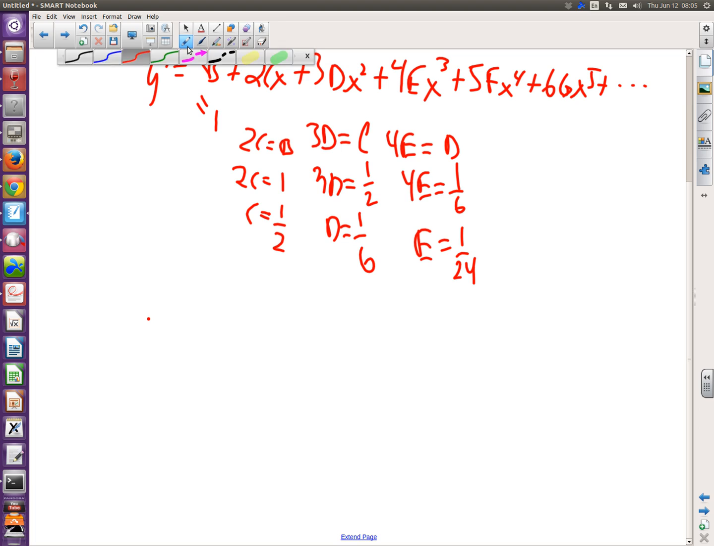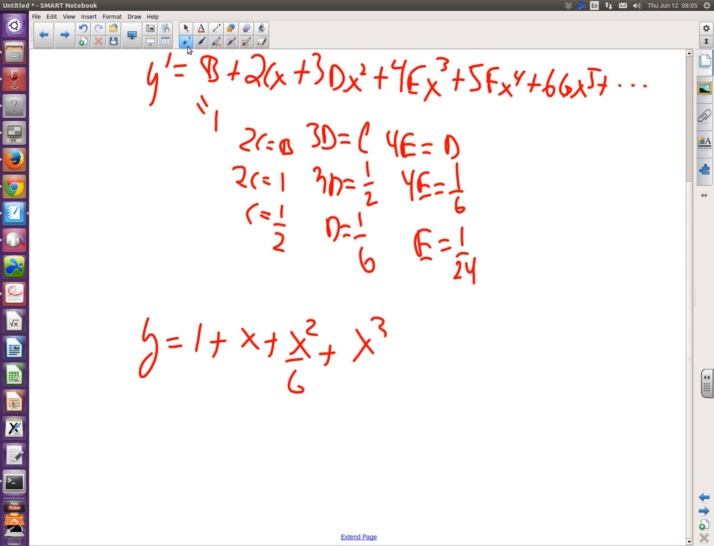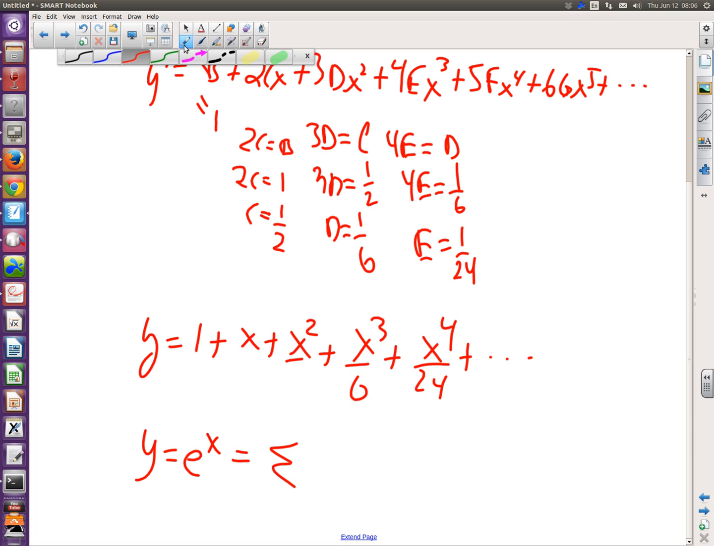So y is a plus bx plus cx squared plus dx cubed plus ex to the 4th, and you can continue the rest. And you know this thing. This is e to the x, isn't it? Isn't that a power series for e to the x? Wait, x squared is over 6 and x cubed is over 6. Oh, did I write something weird? It's x squared over 2. Obvious because you put y equals y. So we know this series. As n goes from 0 to infinity, x to the n over n factorial, right?